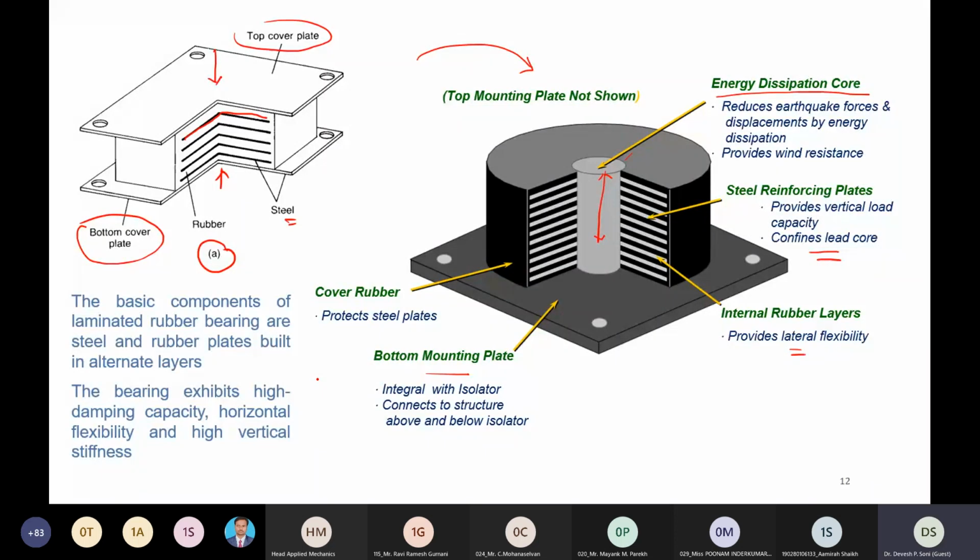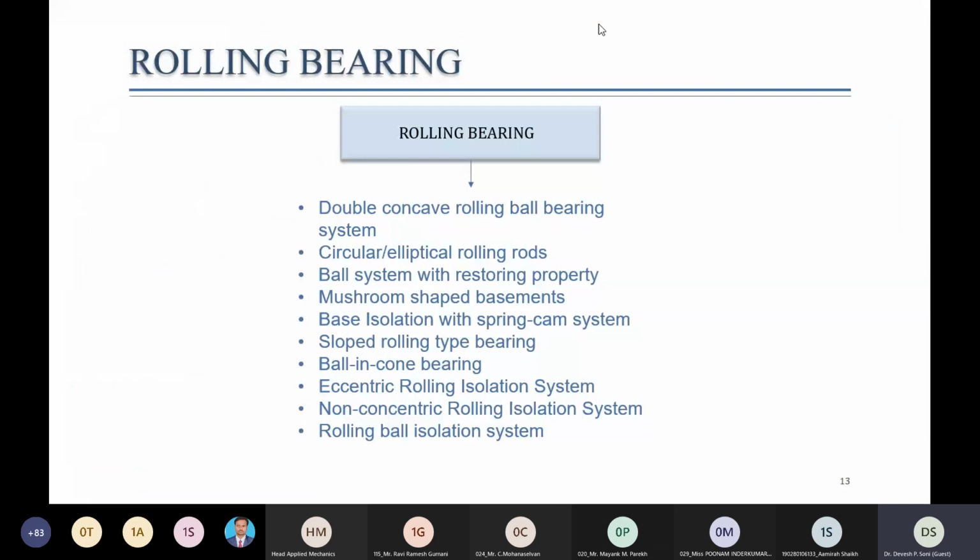So this is regarding a typical first kind of isolation system called the rubber type isolation system. Now, the second one, rolling bearing system. So different types of rolling bearing system have been developed.